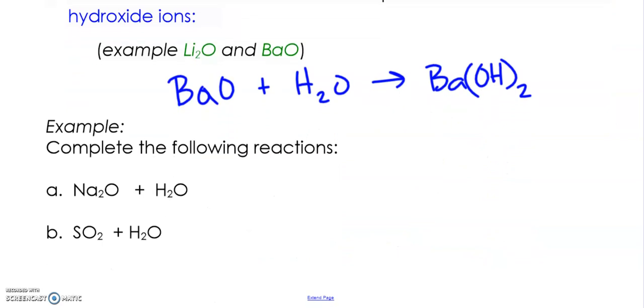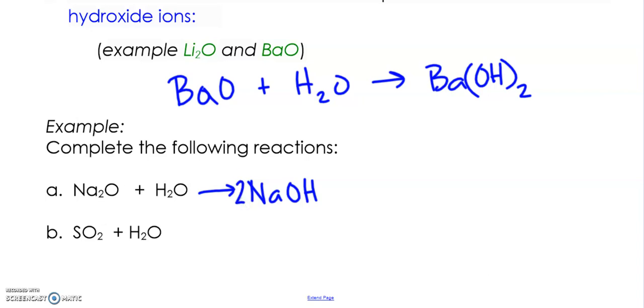All right, so let's look at a couple reactions. So this first one, Na2O plus H2O. So Na2O, we've got a metal oxide. Sodium's a metal. So what we're going to get here is it's going to make a hydroxide. So we're going to get sodium as our cation and hydroxide as our anion. And it's a +1 and a -1. So here's our formula. And then we need to put a 2 here to balance it.